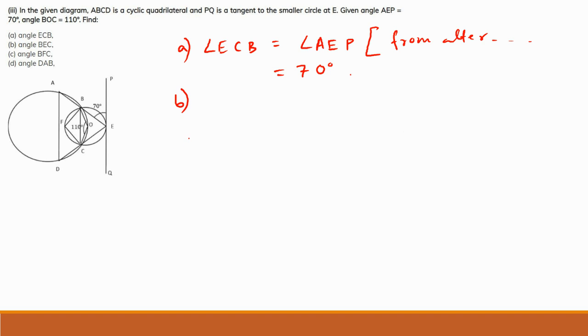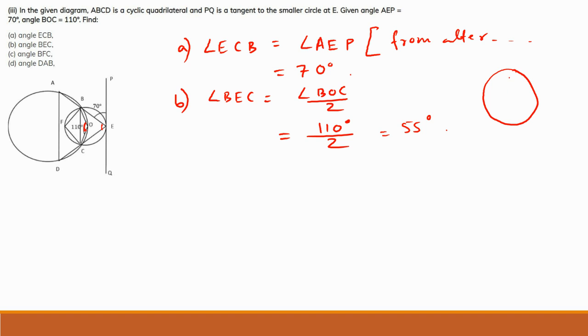Part B, angle BEC. You see it's given BOC is 110, right? Angle BEC has to be angle BOC divided by 2. Now angle BOC is given as 110 degree, so this should be equal to 55 degree, right? If this one is 110 degree, then this should be half of that. I hope you guys all know these properties. In case you don't know, let me know. I will discuss this, maybe make a separate video on all of this.